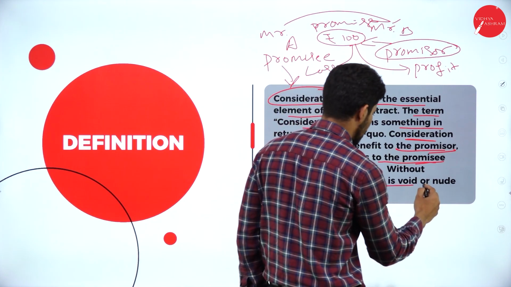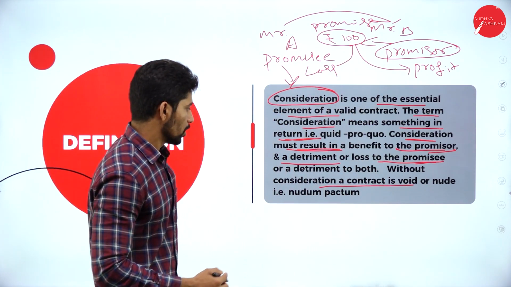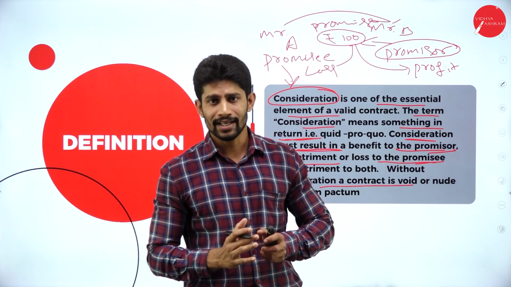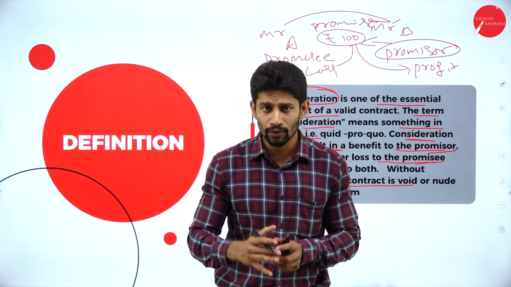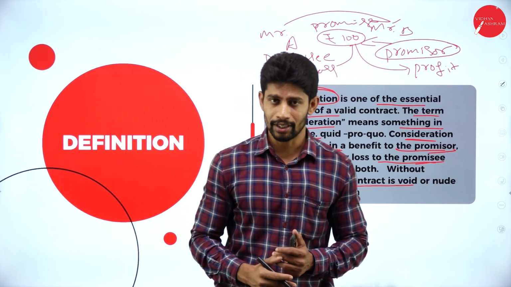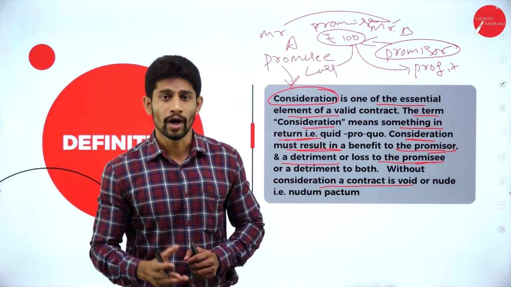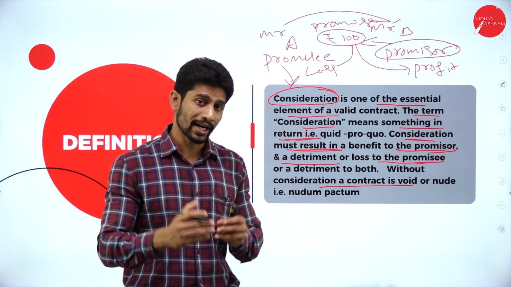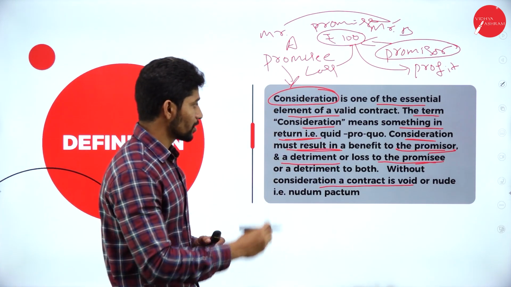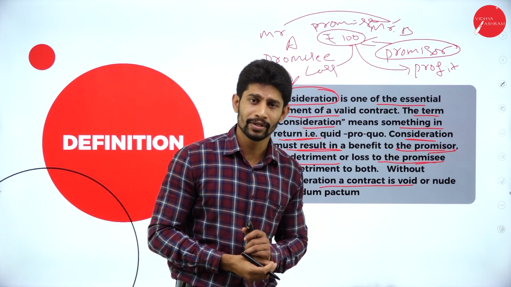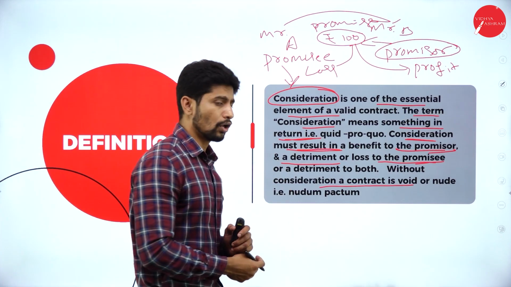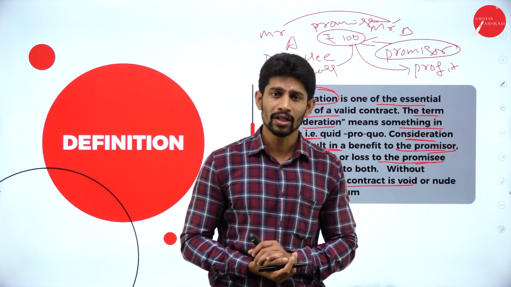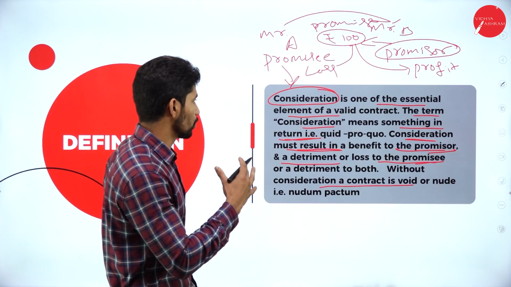Without consideration, a contract is void or nude, that is nudum pactum, as they say in another language. If we are getting into a transaction or a contract without consideration, that contract will be considered a void contract, and those kinds of contracts will not have any validity. So consideration must result in benefiting the promisor, and it's a detriment or loss to the promisee. Without consideration, all contracts are void. This is the meaning of consideration.